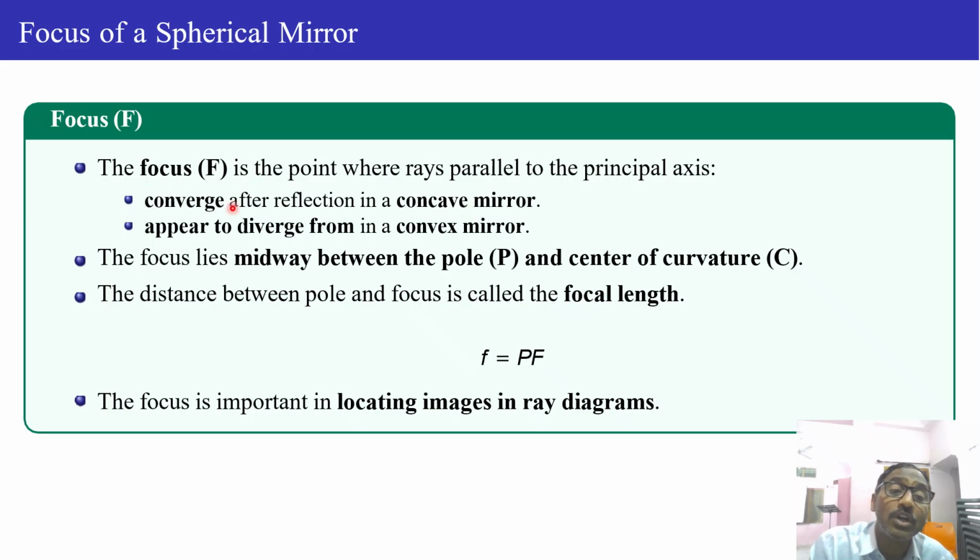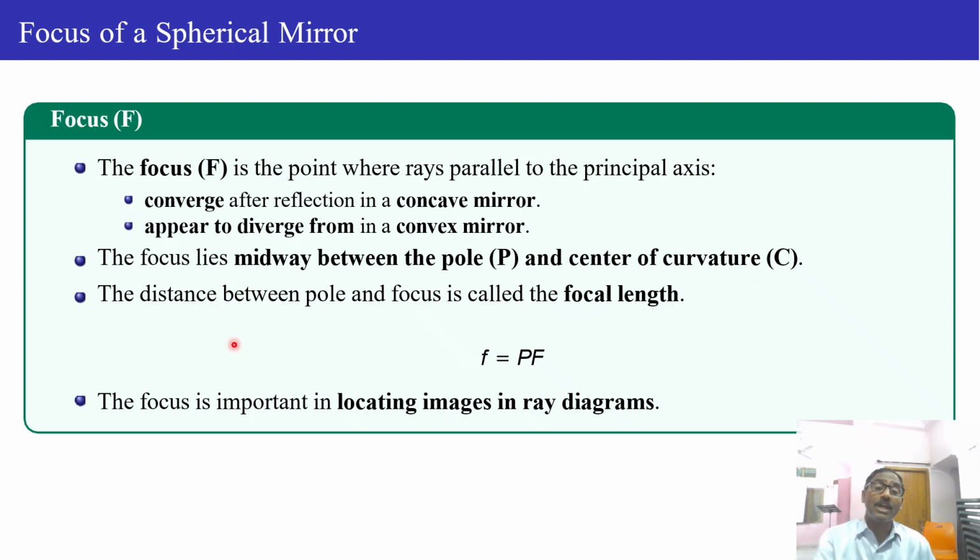So what is the focus for a convex mirror? The focus F is the point where rays parallel to the principal axis appear to diverge from the focus in a convex mirror. The focus lies midway between the pole and the center of curvature.